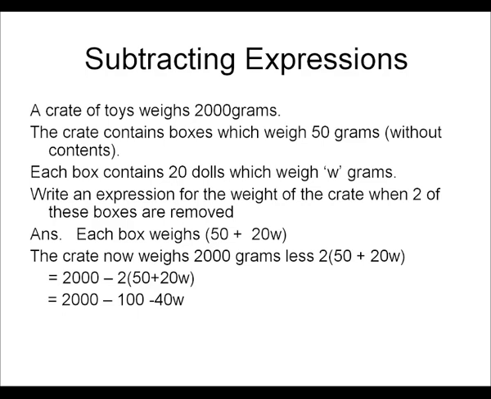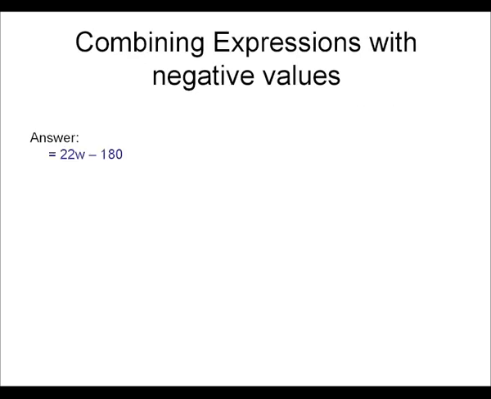And in all these questions, we tidy this up. We know that 2,000 minus 100 is 1,900, and minus 40W just stays as it is. And that's your final answer. We need to think now about what happens when we have an expression with negatives in it. What happens with them? Combining expressions with negative values.